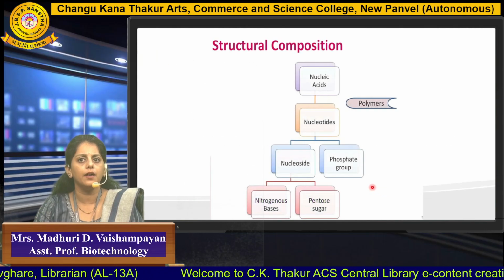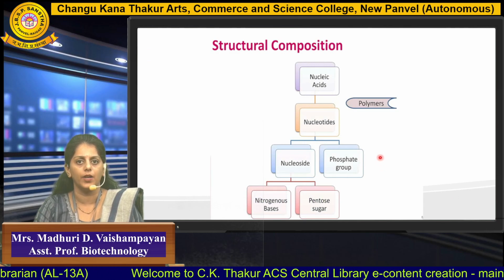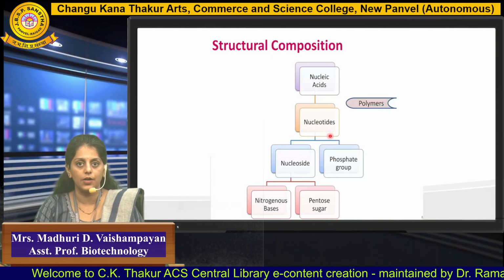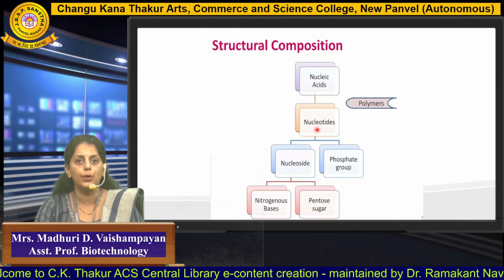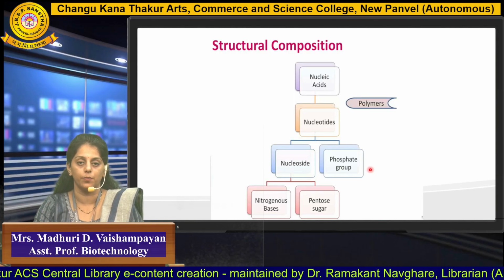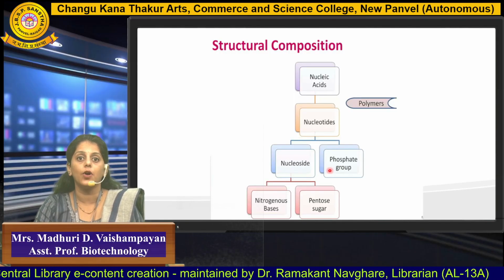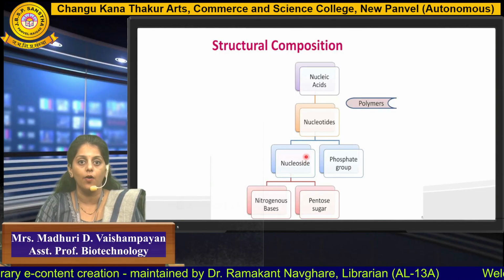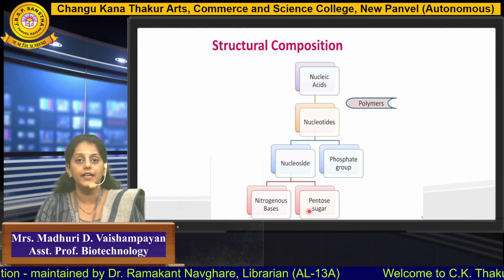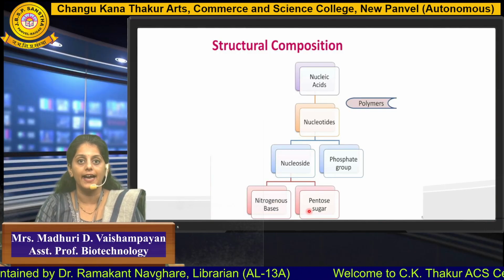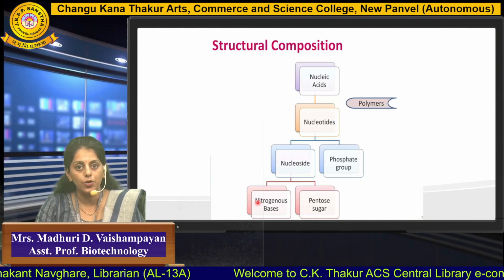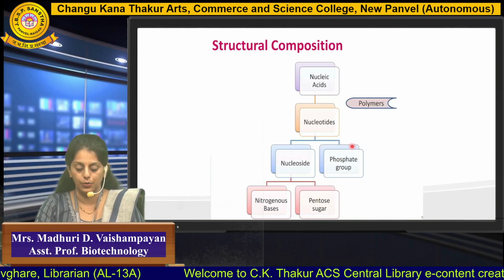Whenever we are talking about the structure of the DNA molecule, it basically consists of nucleotides. The nucleotide is made up of a nucleoside and a phosphate group. Again, a nucleoside is not a single component. It is a combination of a nitrogenous base and a pentose sugar. So, commonly, we can say that a nucleic acid is a combination of nitrogenous base, pentose sugar and phosphate group.